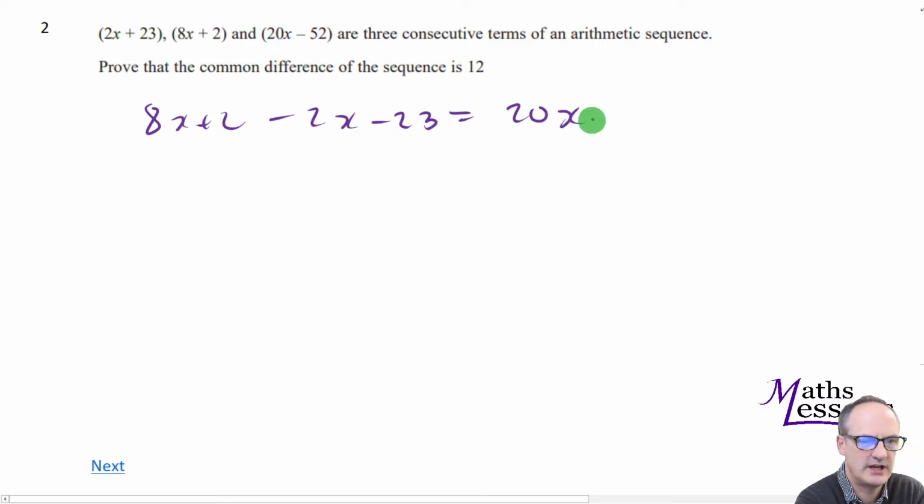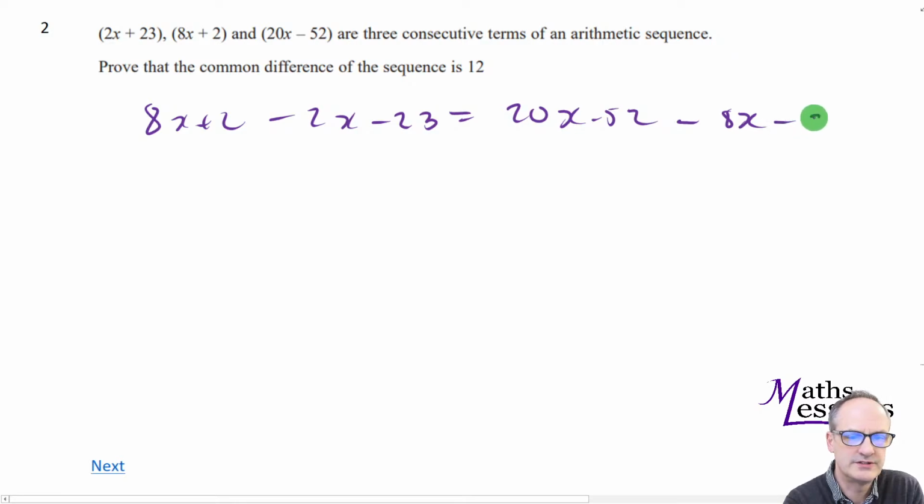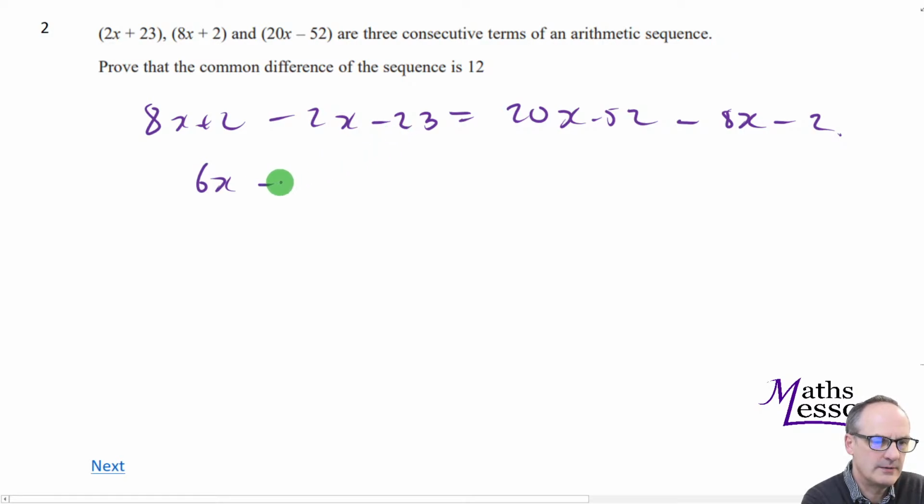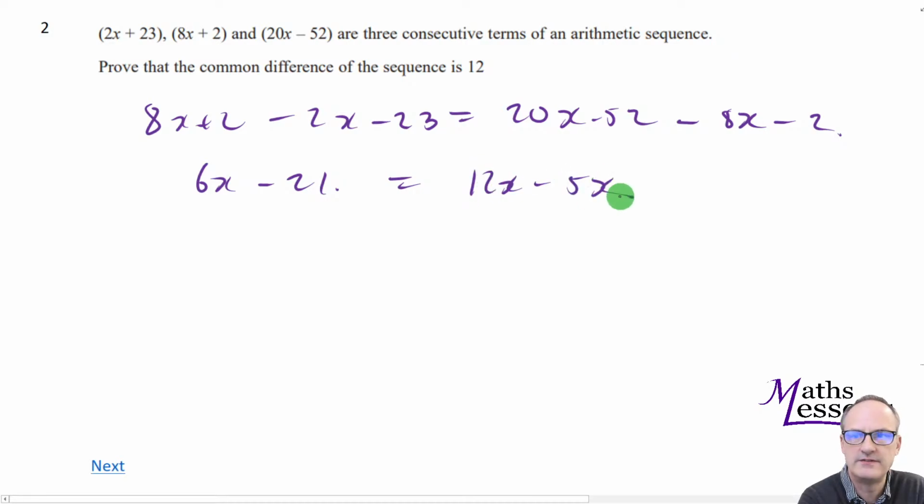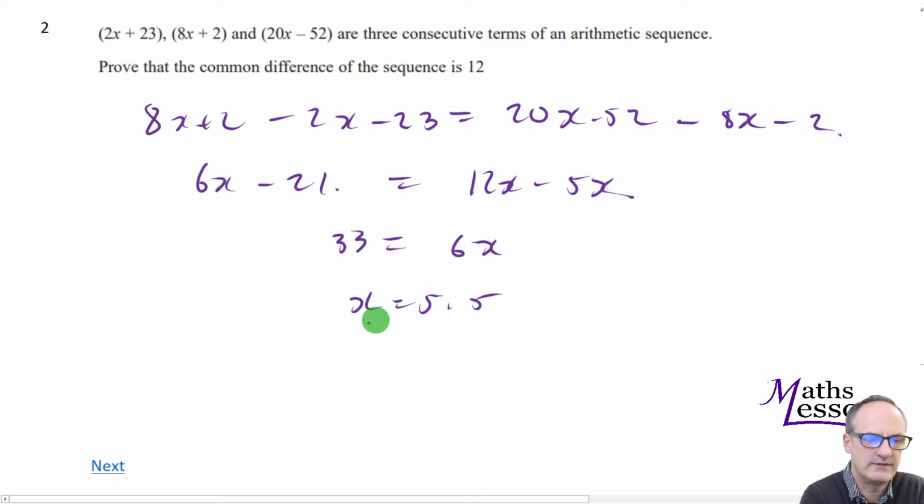So you do 20x minus 52 minus 8x minus another 2. So you do that one away from that one to get this side. And both sides are equal to the common difference. So we take that away, we get 6x and we get minus 21. And on this side, we get 12x minus 54. So therefore, 33 will equal 6x, so x will equal 5.5.